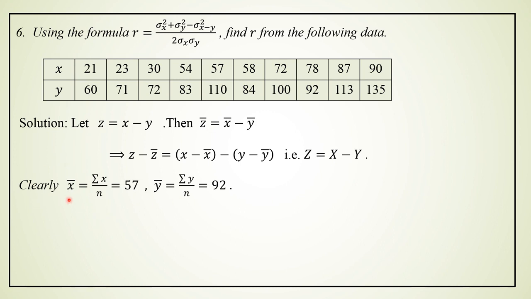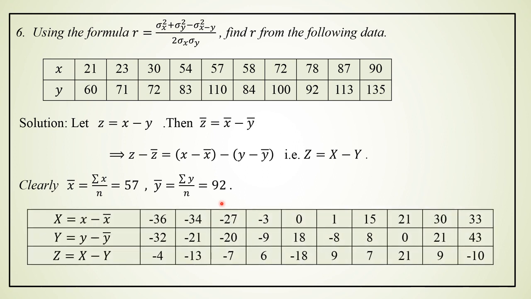Then x bar is equal to summation of x divided by n. So what is the value of n here? They have given 1, 2, 3, 4, 5, 6, 7, 8, 9, 10 data points. Therefore, the value of n over here is 10. So, sum of the values of x divided by 10 is equal to 57. Therefore, the mean of x over here is 57. And the mean of y is equal to summation of y divided by 10, which is equal to 92.